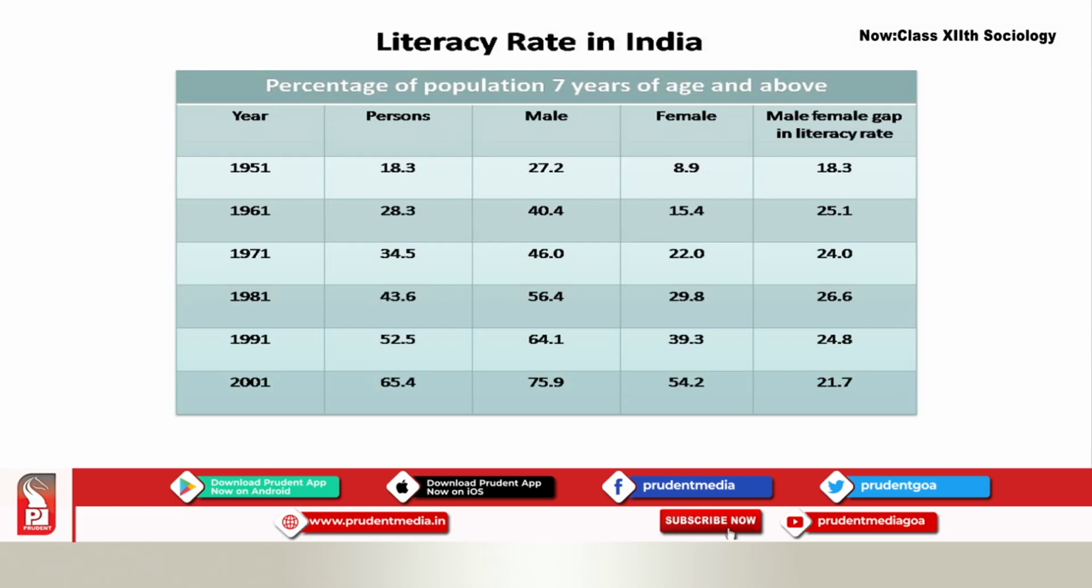21.7. See, in the year 1971, the gap was 24%. Now it has reduced to 21.7. That means a very good sign for females. They are getting literate. So this is the literacy variation as far as gender is concerned. Next we have literacy variation across regions.